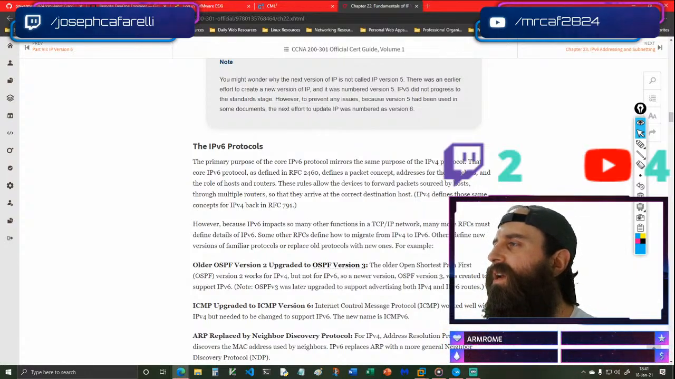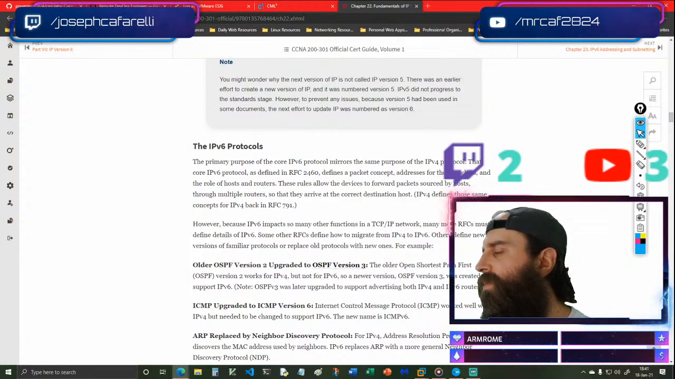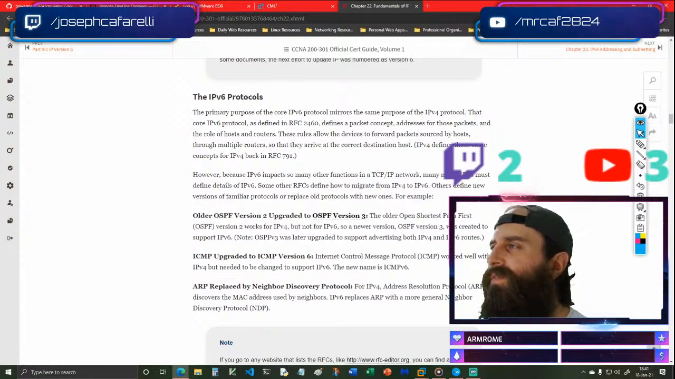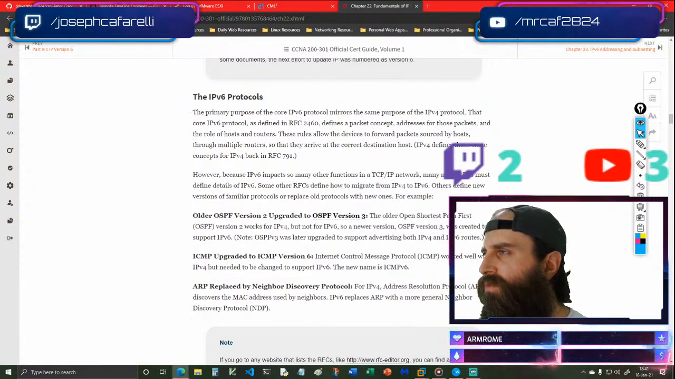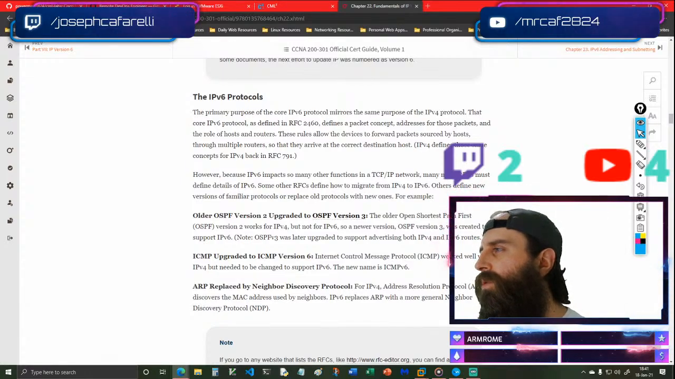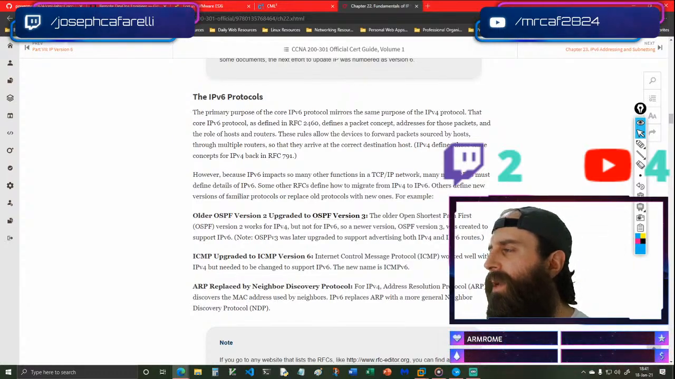However, IPv6 impacts so many other functions of the TCP/IP network. Many more RFCs must define details of IP version 6. Some other RFCs define how to migrate from IPv4 to IPv6. Others define new versions of familiar protocols or replace old protocols with newer ones. For example, older OSPF version 2 was upgraded to OSPF version 3. The older Open Shortest Path First, OSPF version 2, works with IPv4, but not with IPv6. So a newer version, OSPF version 3, was created to support IP version 6.